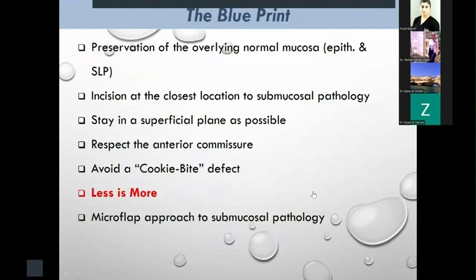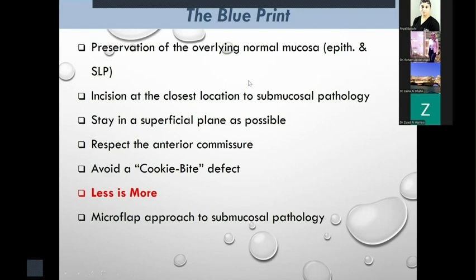So finally, the blueprint. Well, phonosurgery represents a complex interaction between the superficial layer of the lamina propria and the epithelium, and the underlying deeper layer of the lamina propria and the muscle. And in phonosurgery, we're not trading off this interaction. Rather, we are, in fact, creating a balance between improving the dysphonia resulting from the pathological lesion and preservation of the overlying normal mucosa.